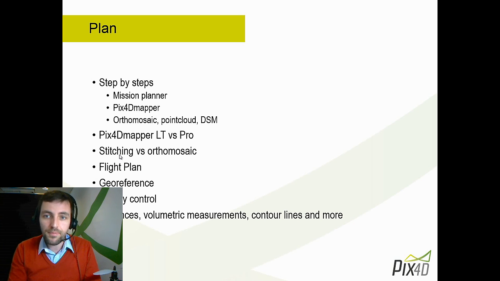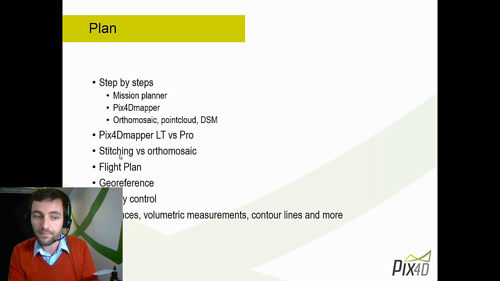After this step by step, which will go quite quickly, we will then go into a few different selected topics, which are going to give a bit more direction on where to look further for mapping. First we're going to discuss the difference between Pix4D Mapper LT that comes together with the drone and Pix4D Mapper Pro that has much more enhanced functionalities especially for 3D mapping.